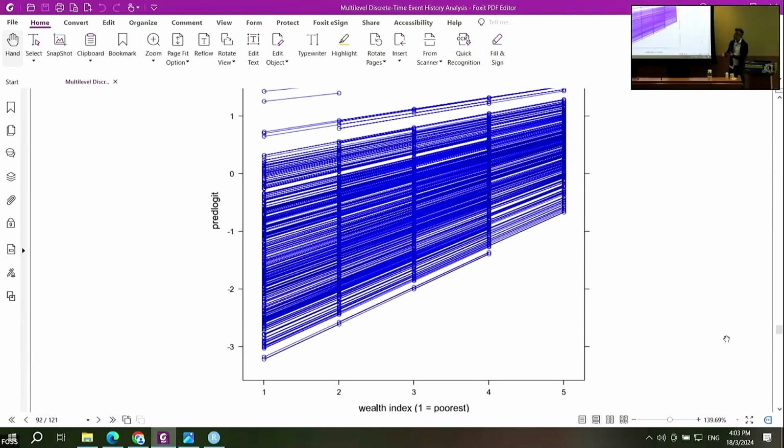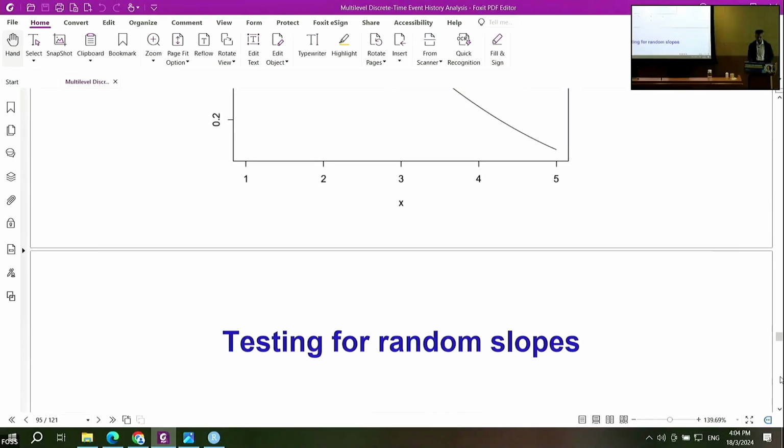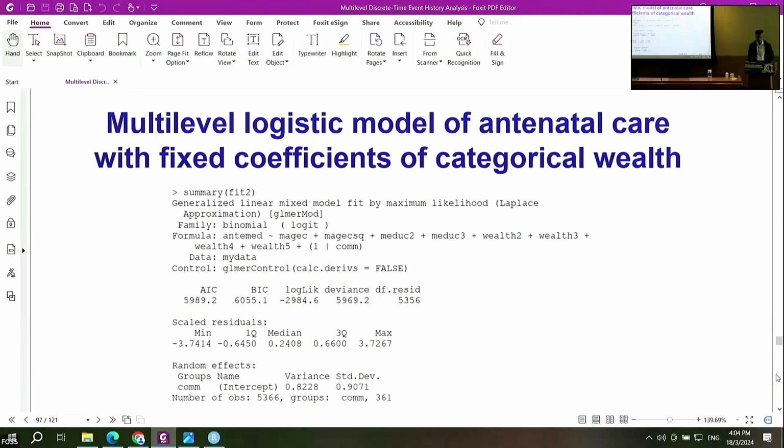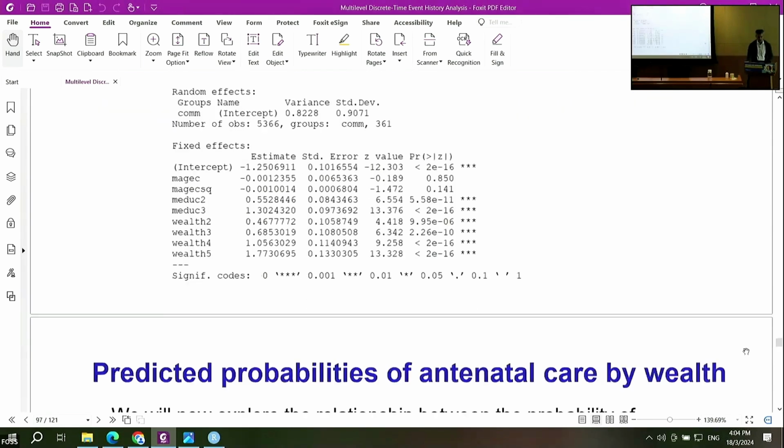So that's one of the reasons why we would run a random slopes model, because it's looking like the effect of wealth differs by characteristics of the community. Yeah, and it's probably something to do with how wealthy that community is. So in the final examples, it asks you to create a community level characteristic of wealth and use that as an explanatory term. So let me see.